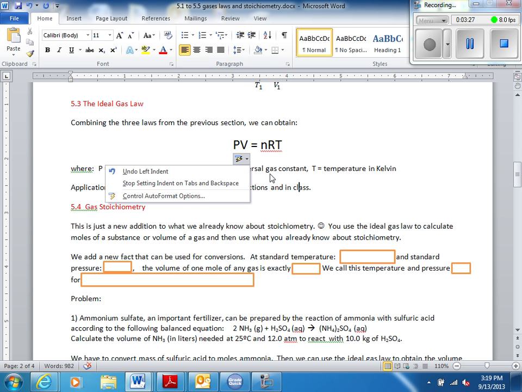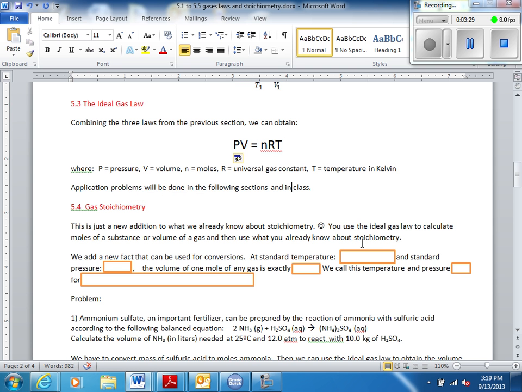Why is that? That's irritating me. I don't like that there. Okay, so we use the ideal gas law to calculate moles of a substance or volume of a gas, and then you use just regular old stoichiometry.